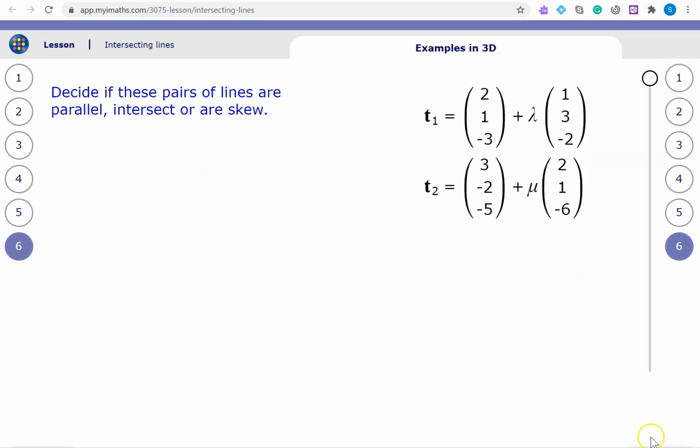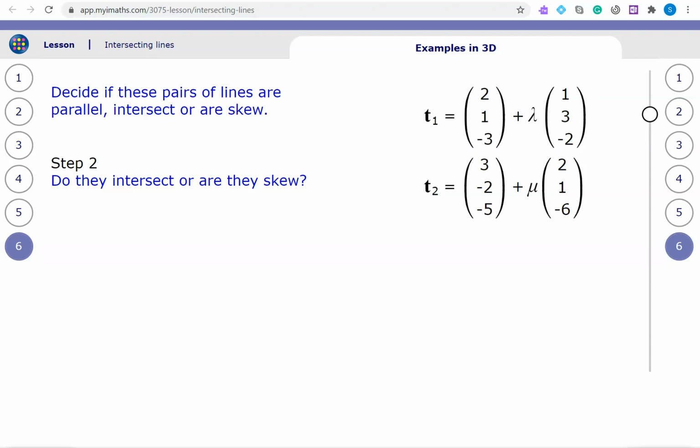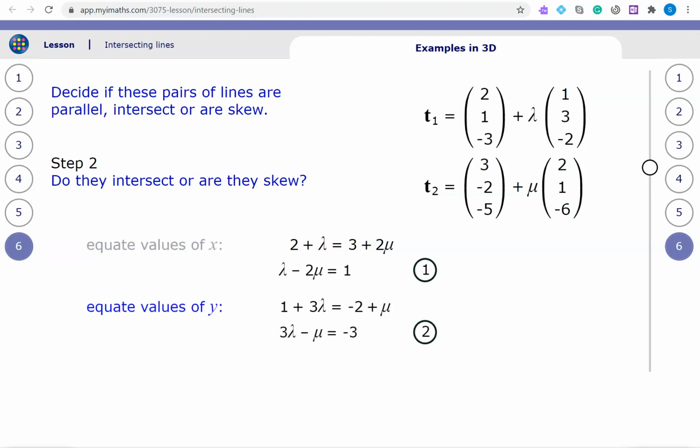We look at the next example. We've got two lines. We have to decide if they're skew, parallel, or whether they intersect. Well, to start off, if we look at the direction vectors, we can quite clearly see that the one is not a multiple of the other, so clearly they're not parallel. Do they intersect or are they skew? Well, we need to find out whether there is a point that will satisfy both. So I equate my x's, I equate my y's, and I equate my z's.